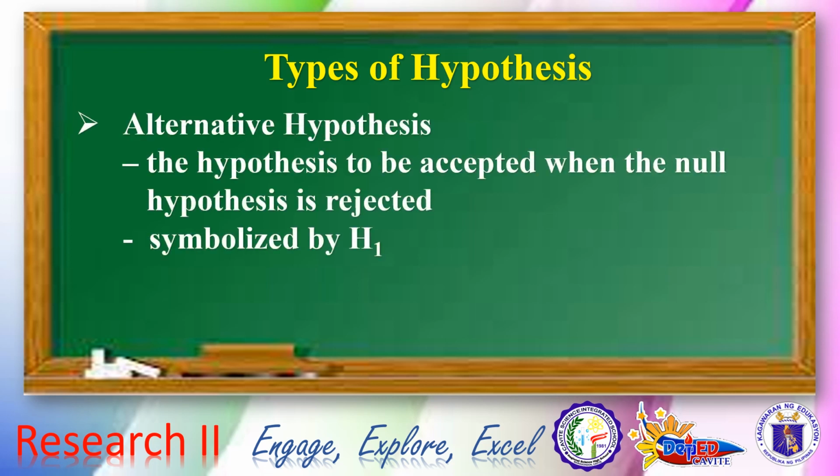when we say alternative hypothesis, or it is sometimes called also as alternate hypothesis, the hypothesis to be accepted when the null hypothesis is rejected. So if your null hypothesis is rejected, then you have another one. Ito yung the hypothesis to be accepted. So kaya tinawag siyang alternative hypothesis. And it is symbolized or denoted by H, capital H, then subscript 1.